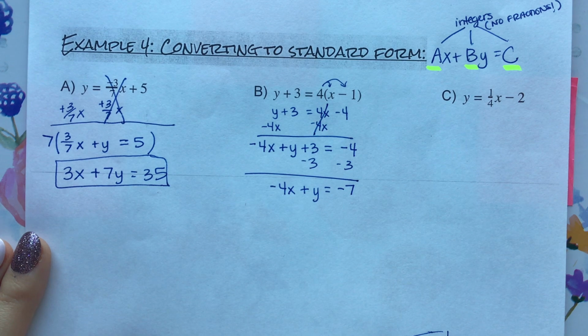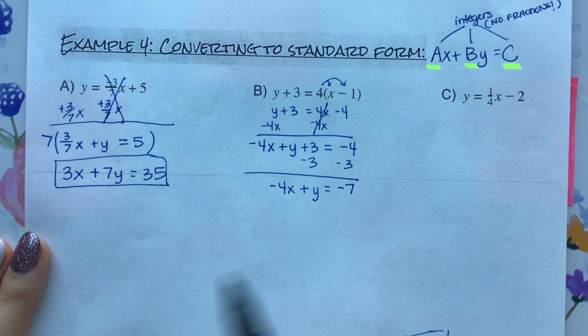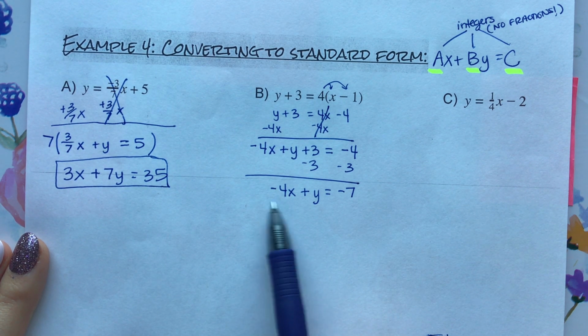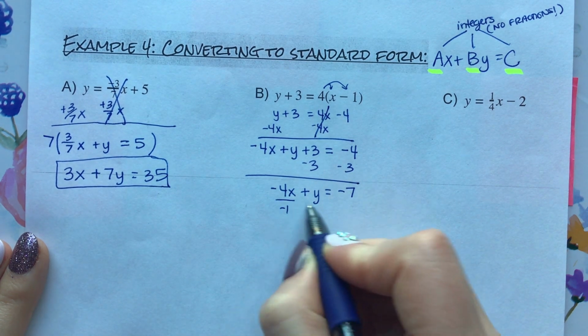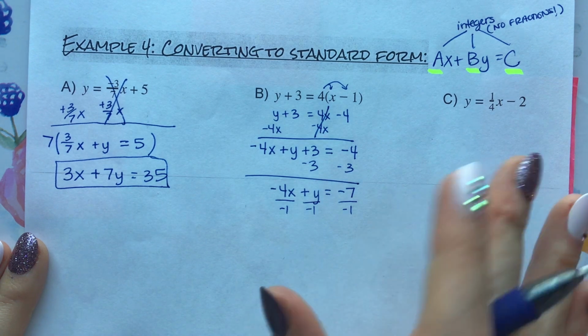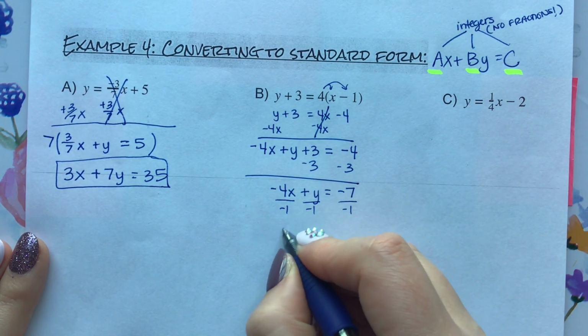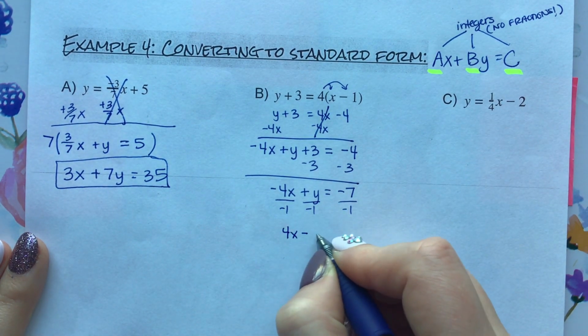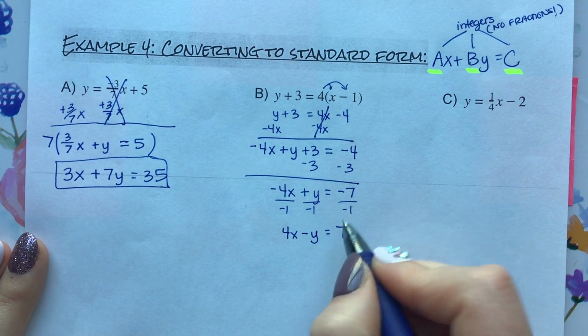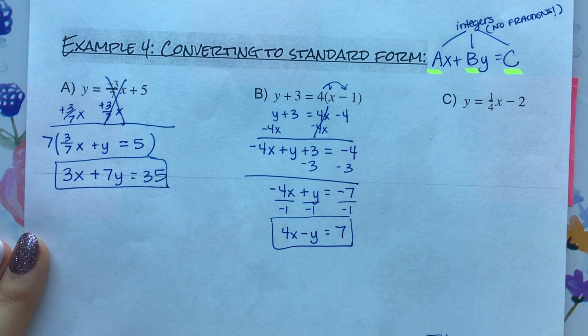Now, the last thing I want to do is to make this negative 4 a positive because it's just a better way to write it. So I'm going to divide everything by negative 1, and I'm allowed to do that because if I do the same thing to both sides of an equation, I'm not breaking any rules. So now I have 4x minus y is equal to 7. And there's my solution.